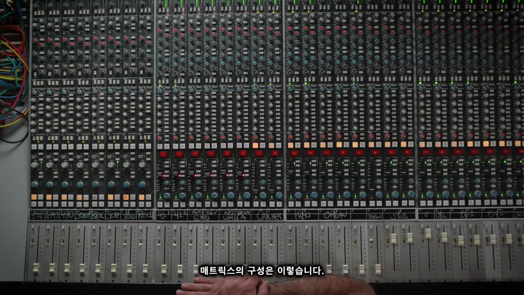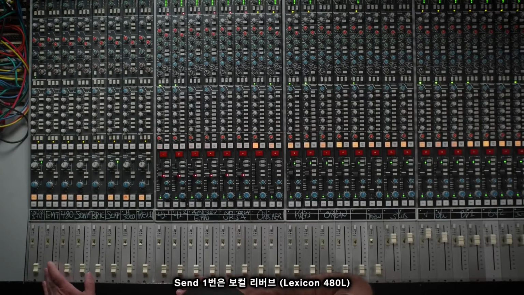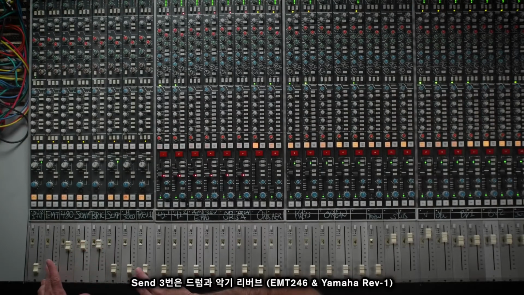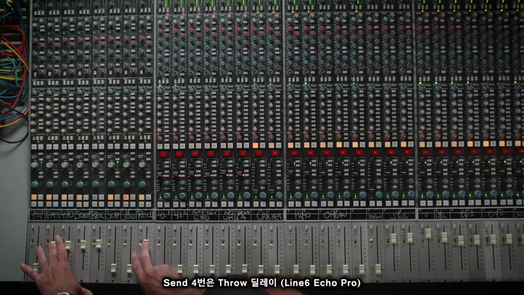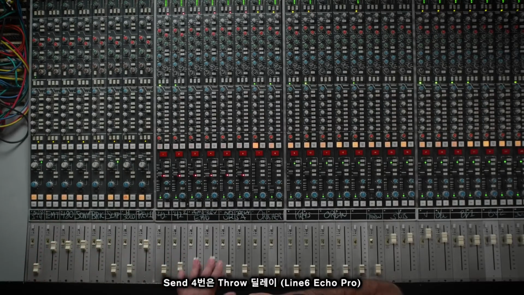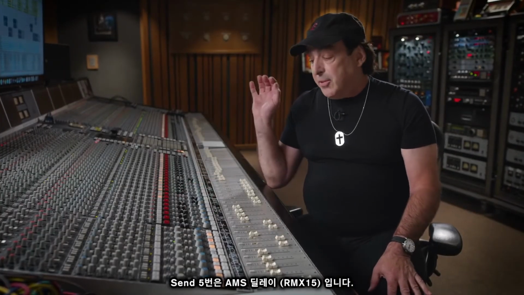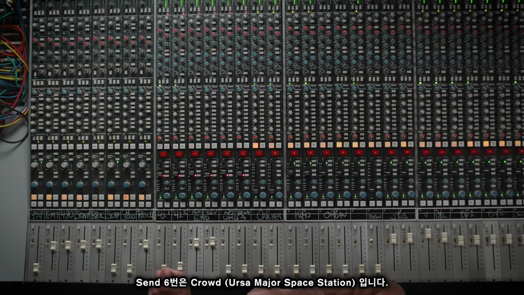So the matrixing goes like this. Send 1, vocal reverb. Send 2, drum reverb. Send 3, drum and instrument reverb, okay? Send 4 is throw delay. Send 5 is an AMS DDL sitting up here. Send 6 is crowd, the Ursa.